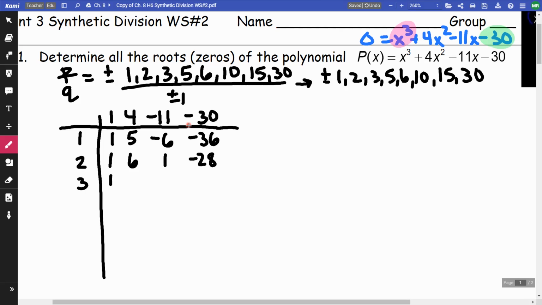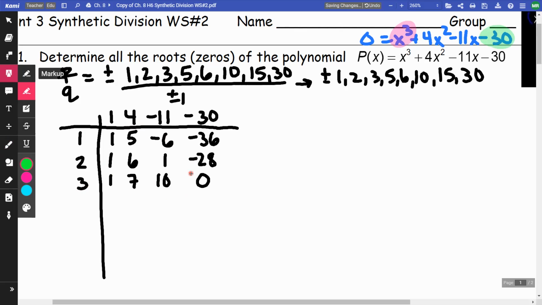3, bring it down. So 1 times 3 is 3. I add it to 4, I get a 7. 7 times 3 is 21. I add it to a negative 11, and I get a 10. 10 times 3 is 30, and I add it to a negative 30, and I get a 0.